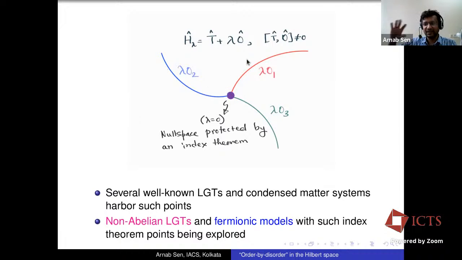These perturbations actually stabilize certain very interesting anomalous states, which have overlap with simple initial conditions, and those simple initial conditions do not thermalize. And at the moment, we are thinking about how to extend this mechanism to non-abelian lattice gauge theories and also fermionic models.